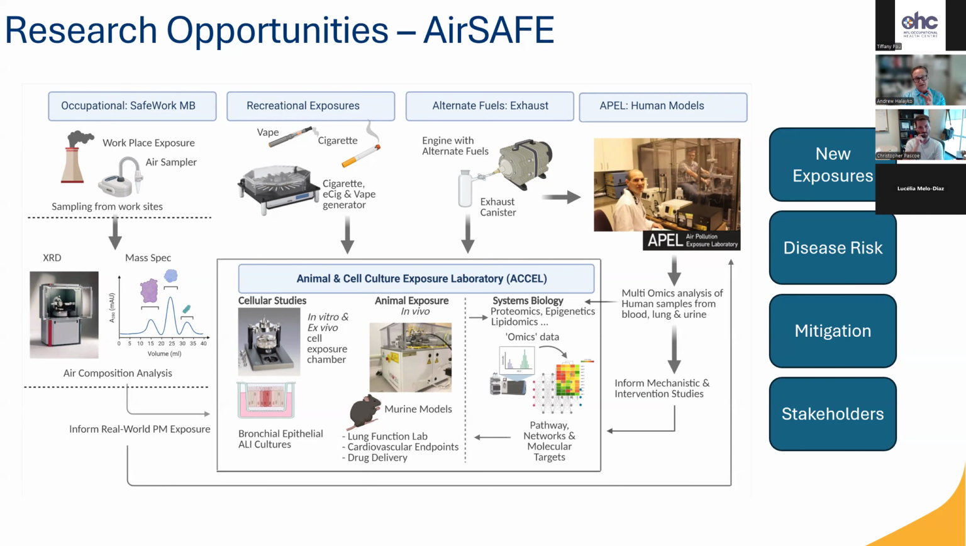And then my final slide, just to remind you of what we're doing and the kinds of things we can do. We can do different exposures. We can look at disease risk by measuring molecular and cellular changes. We can examine ways of mitigating it. For example, we can put inline filters in our exposure facilities so we can see whether an N95 mask really is effective. And we'd love to work with stakeholders to help define really important experiments that we can do.